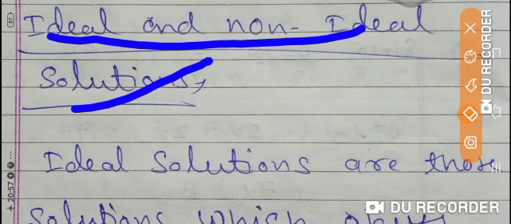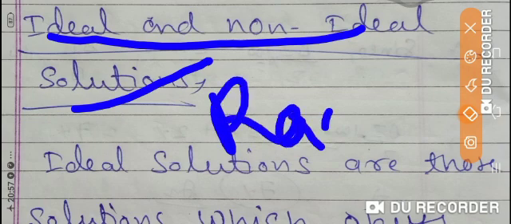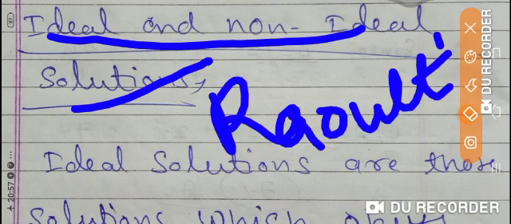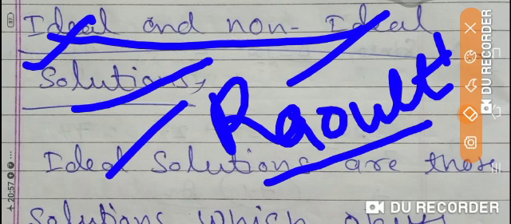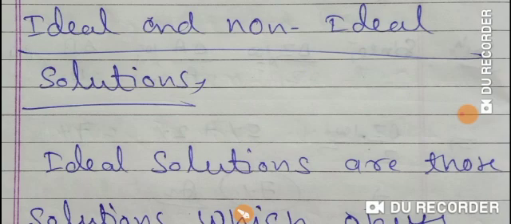Mainly, ideal solutions are those which obey Raoult's law for all concentration ranges. Except that, some other conditions are also required to prove whether the solutions are ideal or non-ideal. I am going to give you the detail. Ideal solutions are those which follow the following three conditions. Okay, so I am going to read this for you.